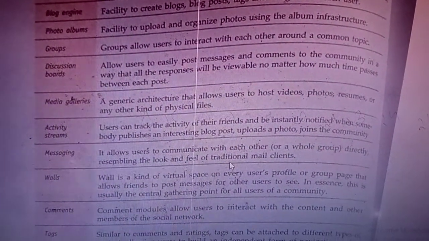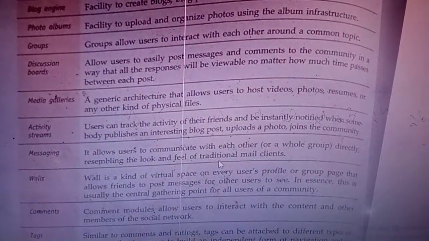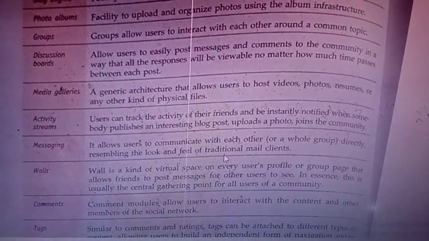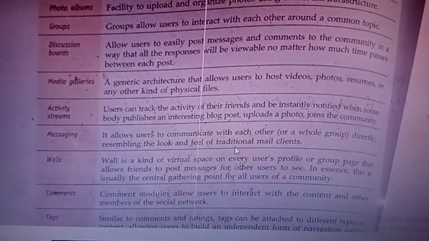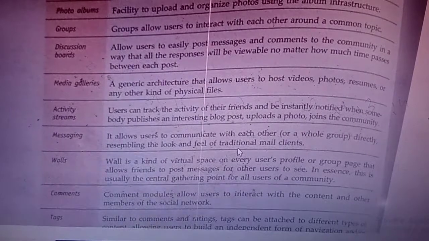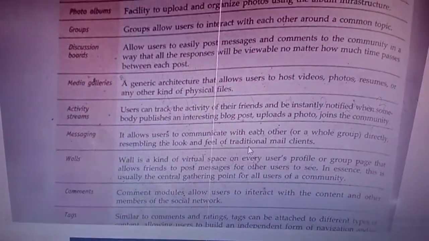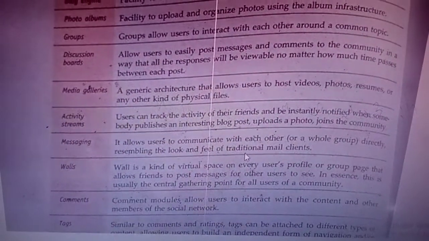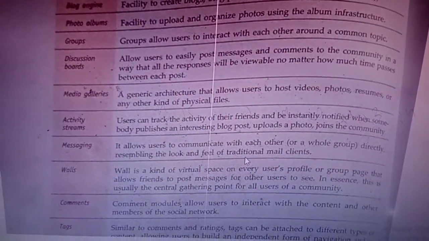Then activity streams means you can track the activities of friends and be notified. For example, activity stream means your friends can follow you. For example, if you are starting a journey from UP to Jammu Kashmir and you are posting every photo on Facebook, at that time your friends can understand that you are traveling. So that is called activity streaming.